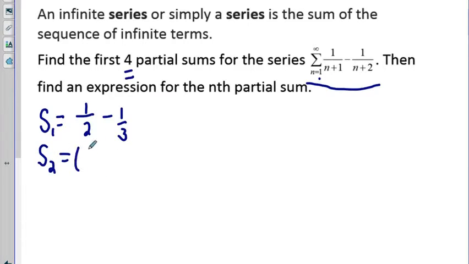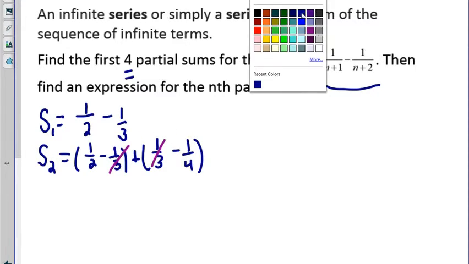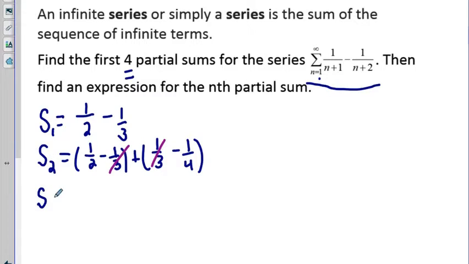Leave that alone. My second partial sum is the first partial sum plus the second term, which is a third minus a fourth. Okay, so hopefully what you notice is that these thirds cancel out. And this is where our term telescoping series comes from, because these little terms are canceling each other out.